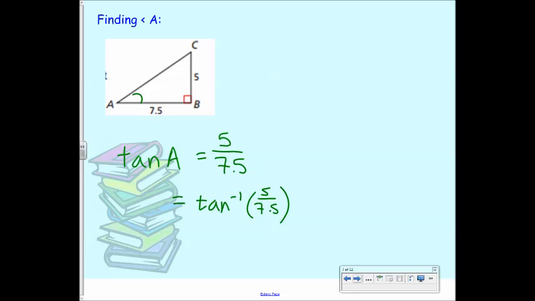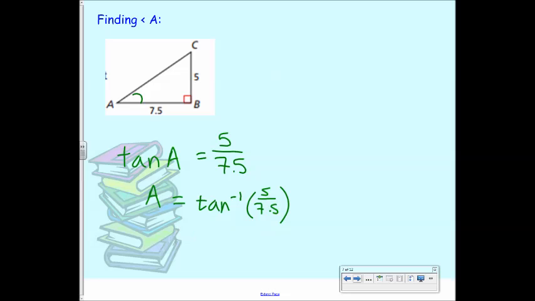34, what? 34.6. Hang on. That's not it? I just turned it off. 5 over 7.5. Okay, 33.7. Yes, 33.7. So A equals 33.7. So then that's your angle A. So angle A is 33.7.